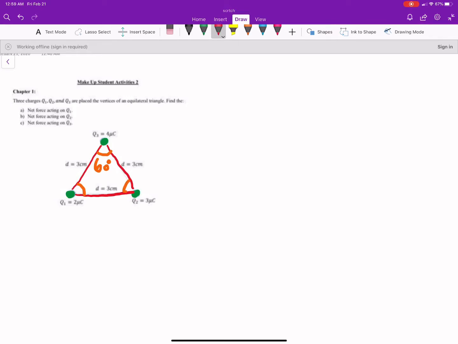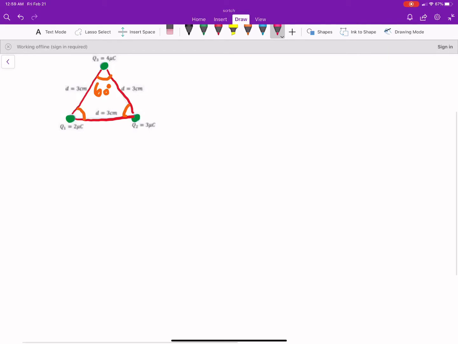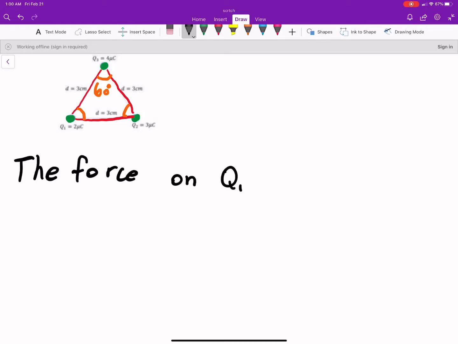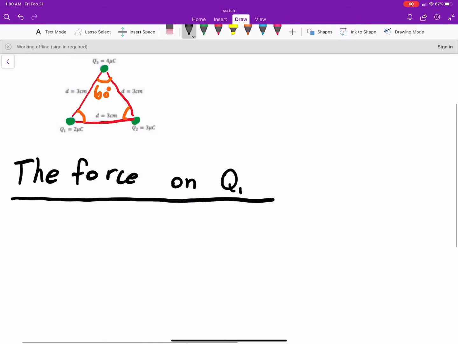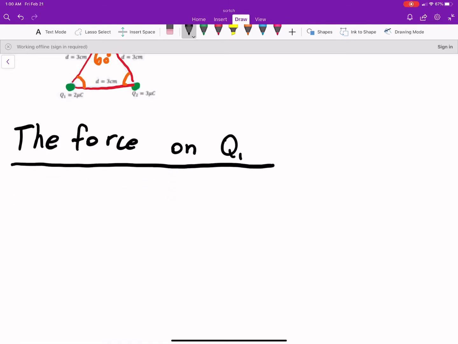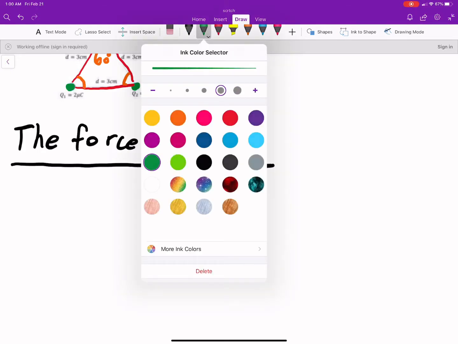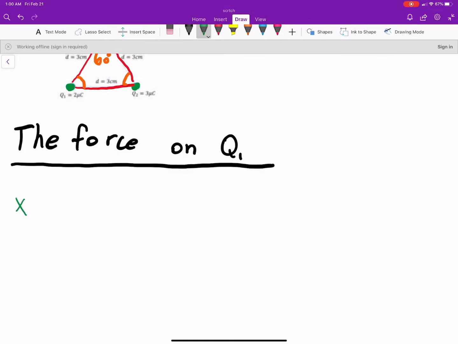Cool. Now let's go ahead and work through everything. We're going to start with the force on Q1. And what we're going to want to do is break this up into components because we have a force acting in the X and Y direction. So it doesn't really matter which one we start off with, but in this case, we'll do, I guess, the X direction.